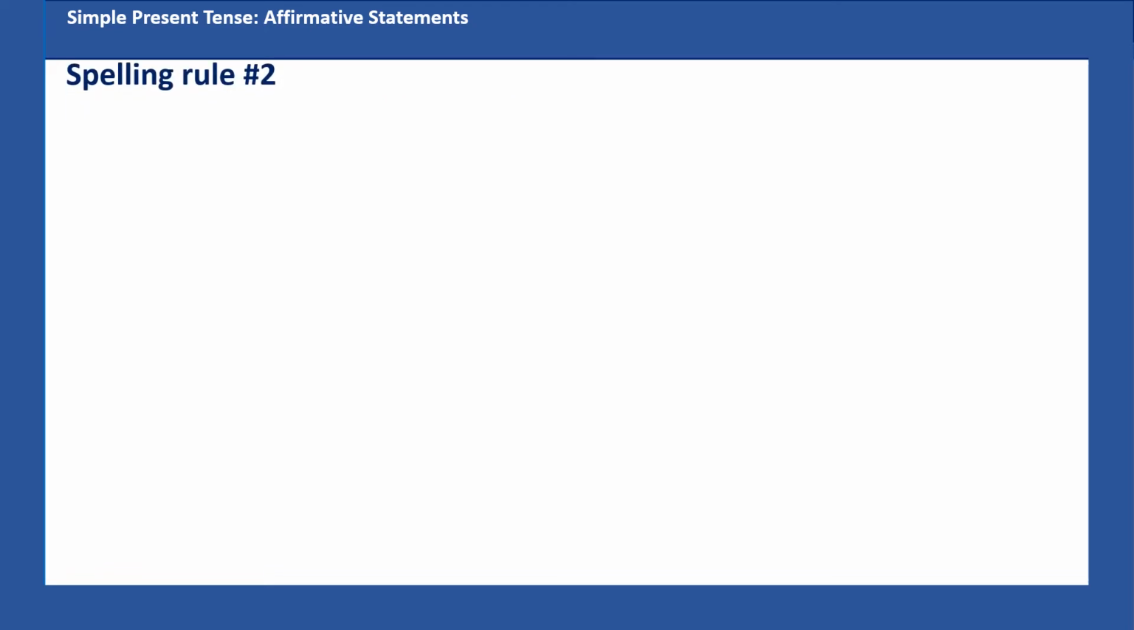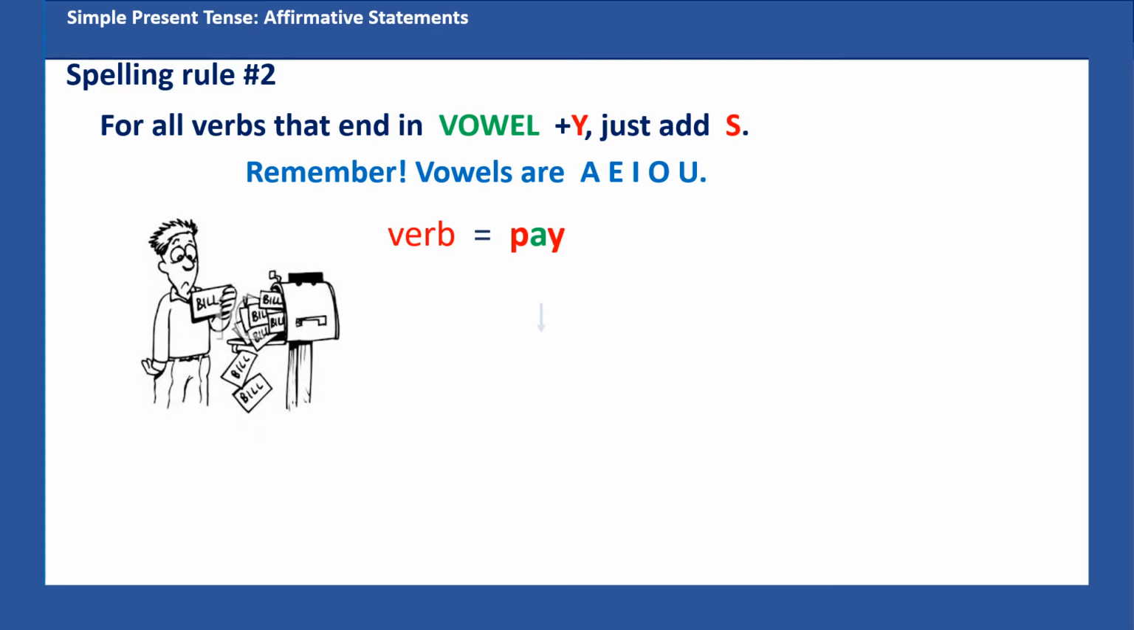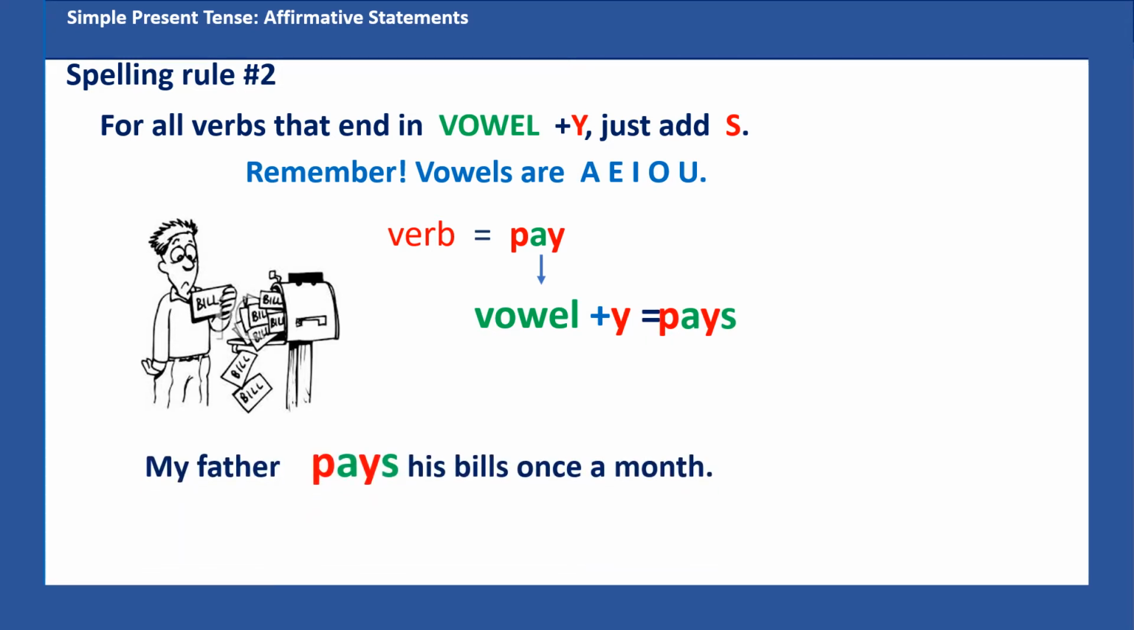Let's take a look at the verb pay. So we have vowel plus Y, you just add an S. My father pays his bills once a month. And why do we have an S here? What's the subject? My father. What's the subject pronoun for my father? He. I pay my bills once a month.